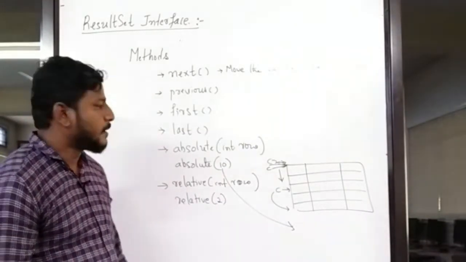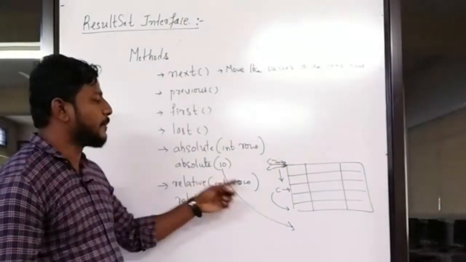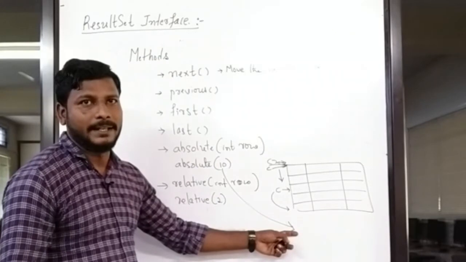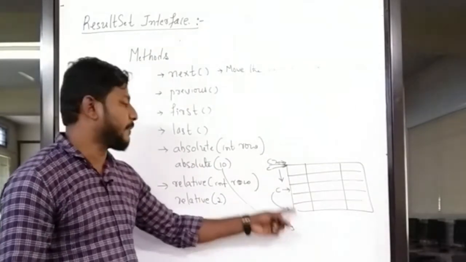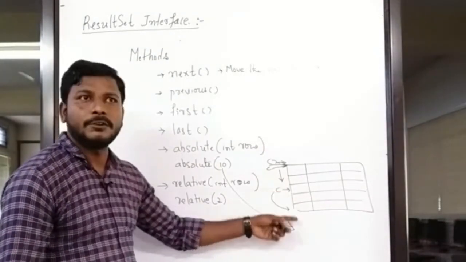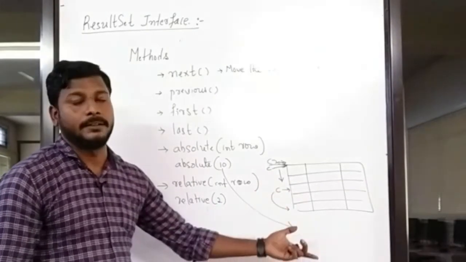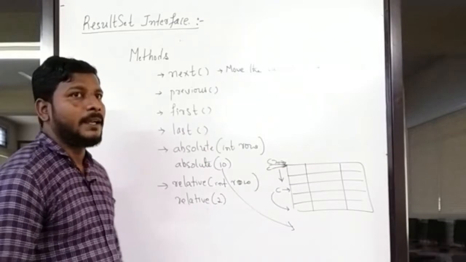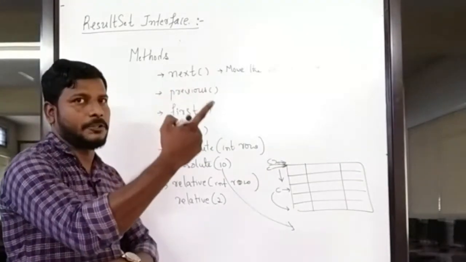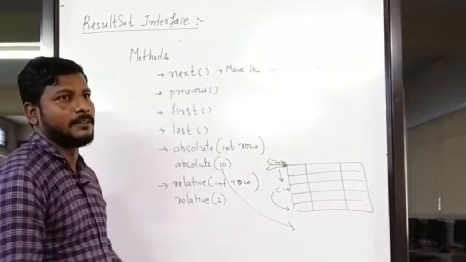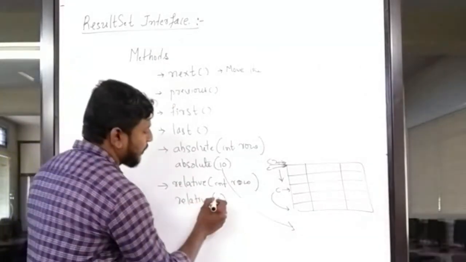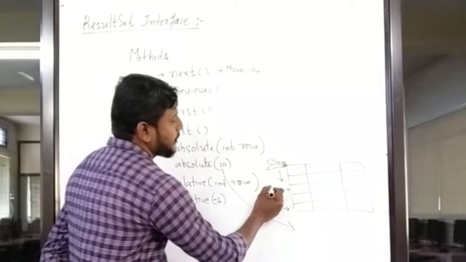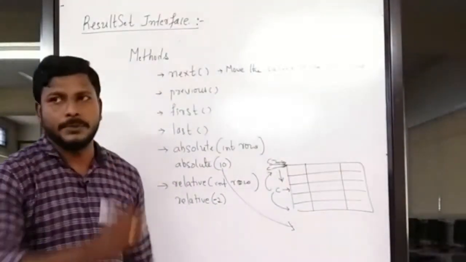Are you getting? So in absolute, if you want to go to this one, you should specify the actual row number, say 5. But if you are in the current position 3 and you want to go to the 5th row, then you can use relative of 2. 3 plus 2, it comes to the 5th row. And if you want to go in the backward direction, then you can use negative 2. Then from this location it comes to the first row, -2.